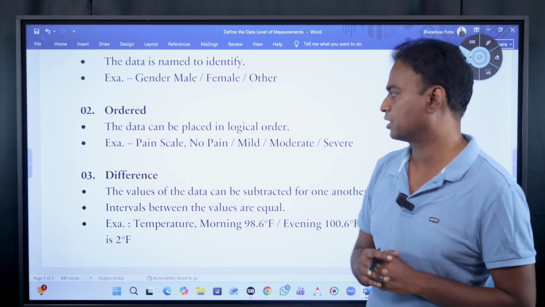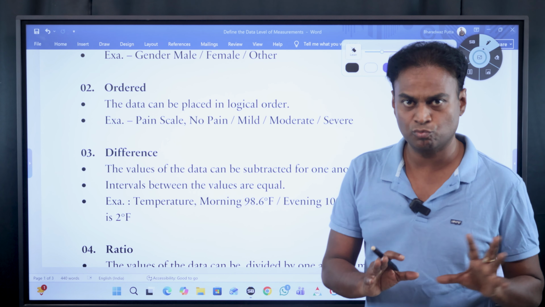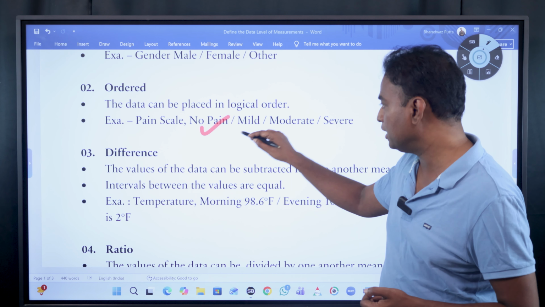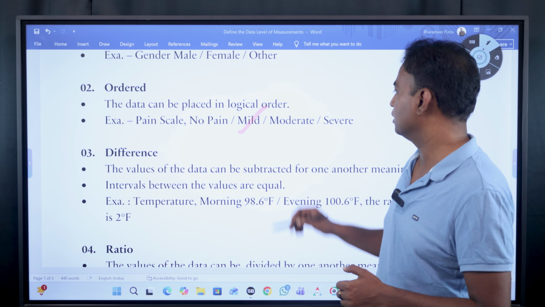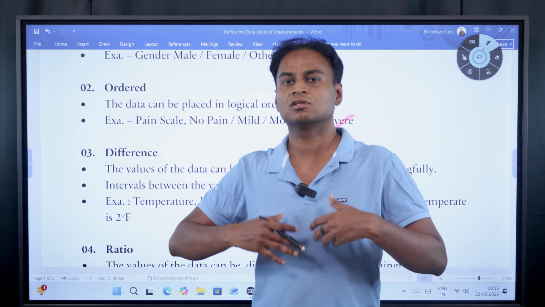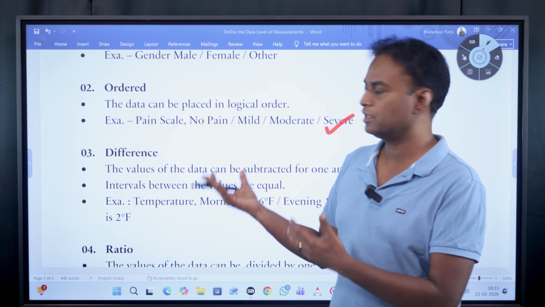For example, pain scale, right? Pain scale will have 4 properties. There can be no pain. After no pain, there can be mild pain. This is the second one. Then it can be moderate or severe. Here, based on the data, this data can be ordered.